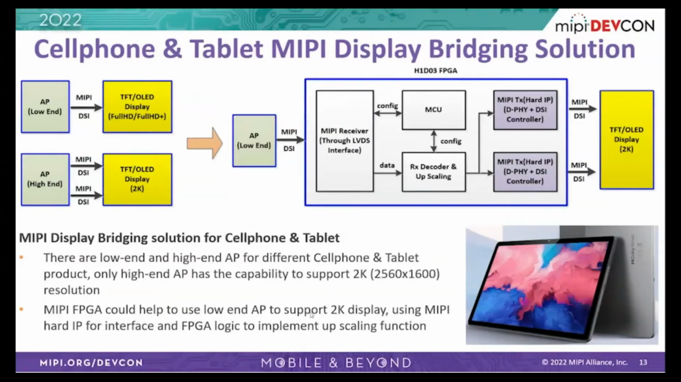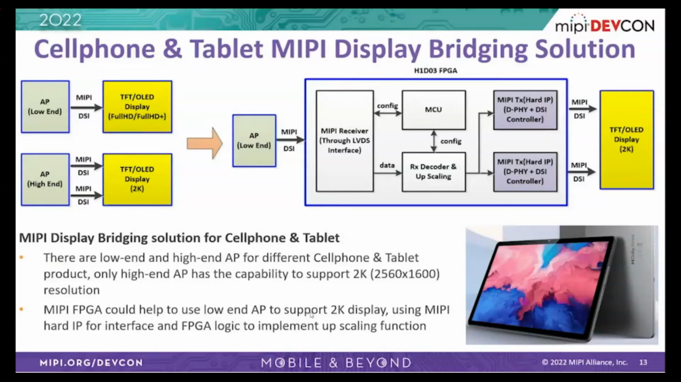Okay, the first one is the cell phone and tablet MIPI display bridging solution. The background of this application is that, as you all know, tablets and cell phones have different application processors, low end and high end. Usually the low-end application processor can only support Full HD or Full HD plus display resolution, but might not be able to support 2K resolution, since 2K usually requires 2 groups of MIPI interface. So for the low end, if they would like to also support 2K resolution, some extra processing is required.